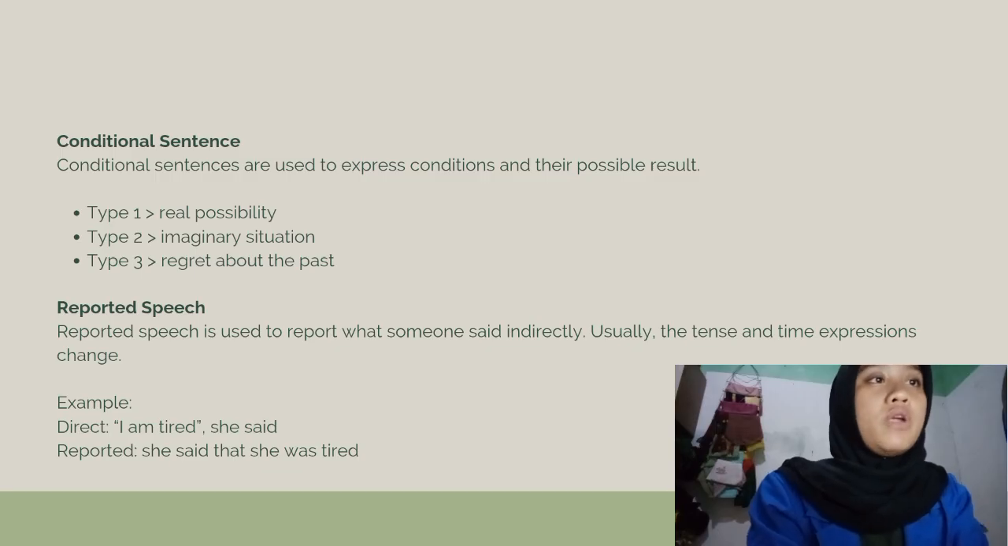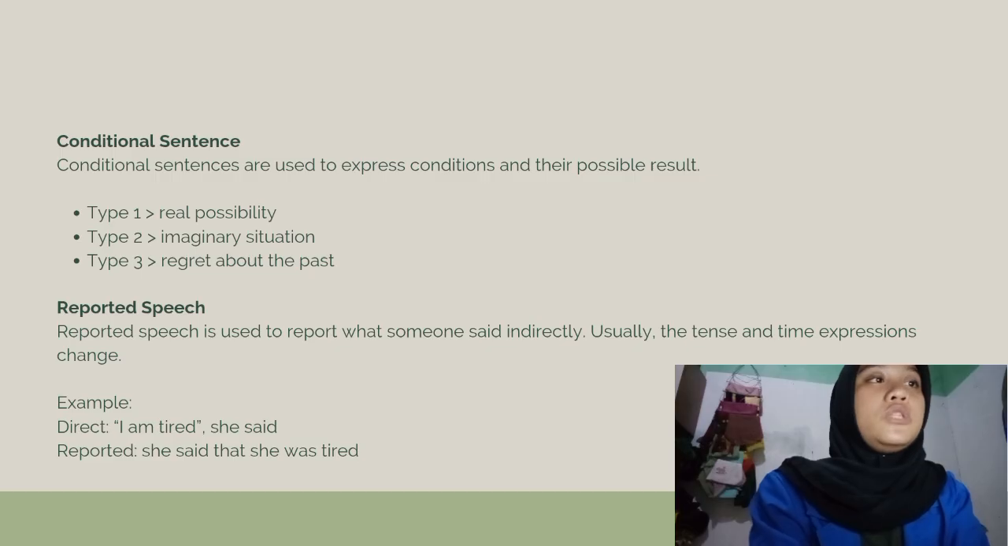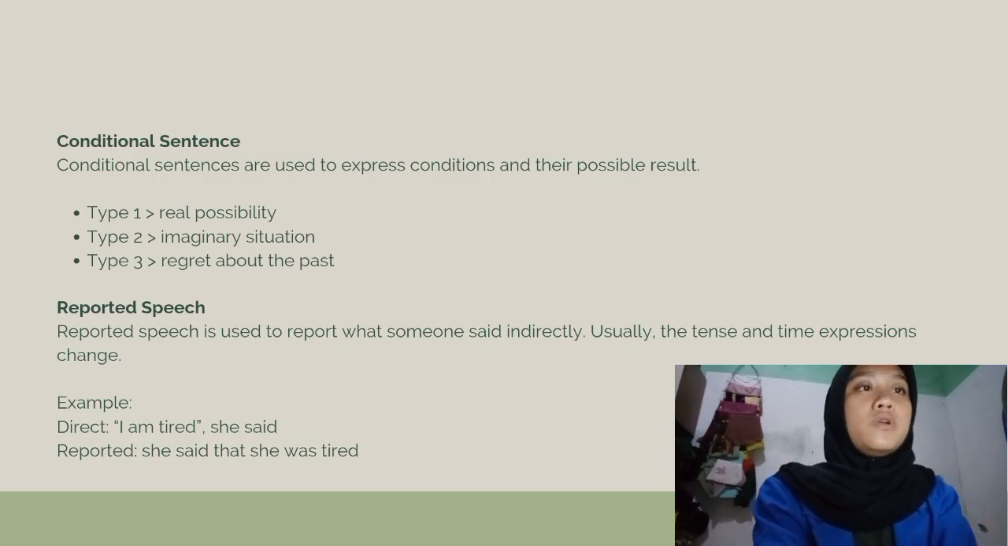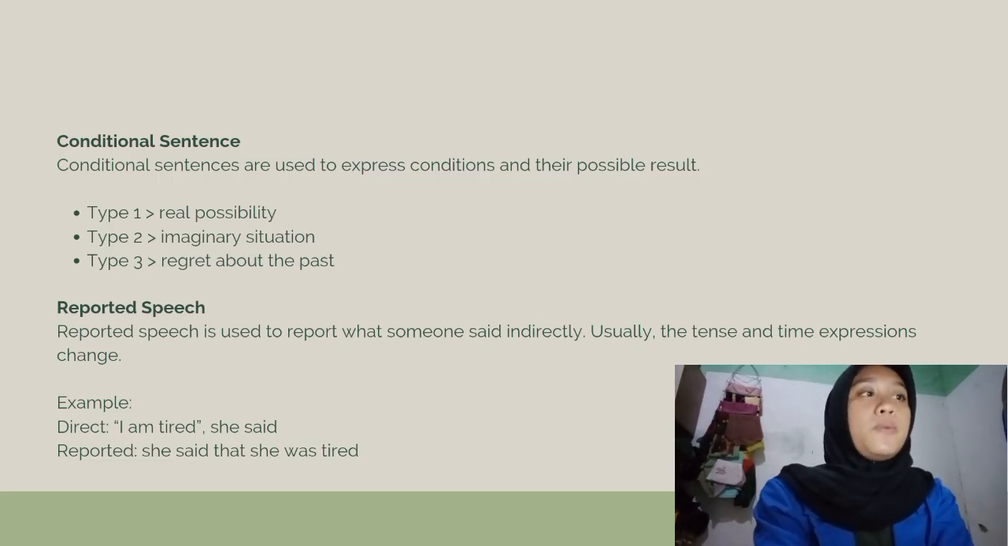To summarize the grammar patterns briefly, conditional tenses are used to express a condition and its possible result. Type 1 is for real possibilities. Type 2 is for imaginary situations, and type 3 is for expressing regret about the past. Reported speech is used to report what someone said indirectly. The tense and time expressions usually change. For example, direct: "I'm tired," she said. Reported: she said that she was tired.